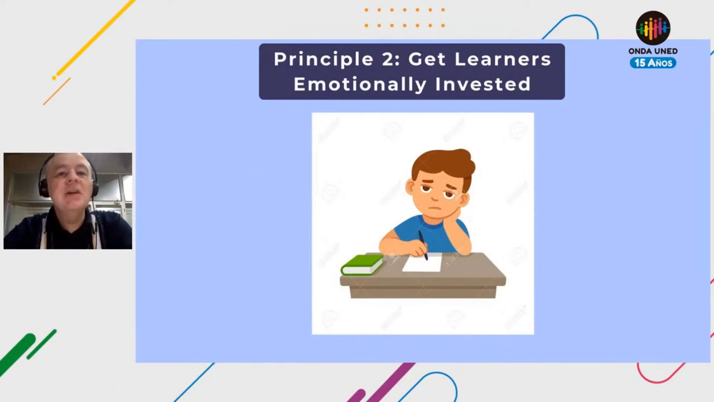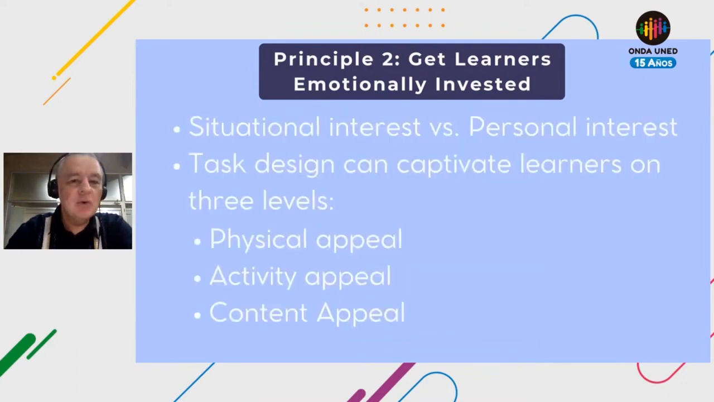Principle number two, get learners emotionally invested. What we want is completely the opposite of what we see in the picture. As I said, emotions are very, very powerful, so we need to use them. Here we need to make the difference between two types of interest. When we talk about emotionally invested, what we want to do is to awaken their interest in what they are doing. There are two types of interest, situational interest and personal interest. Personal interest is a more permanent thing. It's what interests your students as individuals.